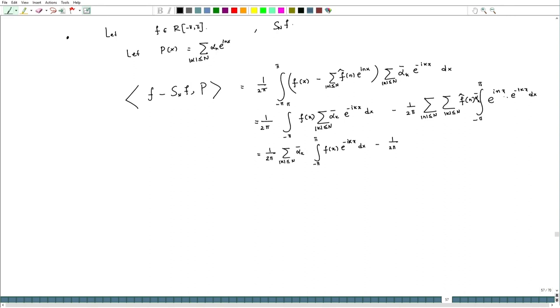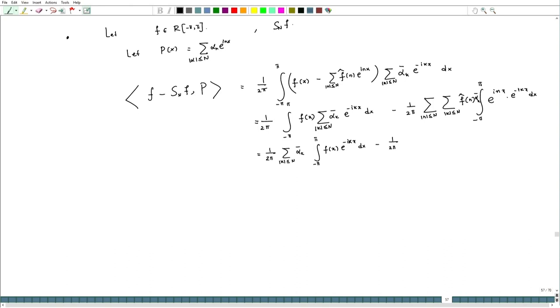Then this, if n is not equal to k, by the orthogonality, is going to be equal to 0. So out of these two sums, this integral is going to survive only when k is equal to n. So when k is equal to n, this becomes 1. So the integral from minus pi to pi is 2 pi, so 1 by 2 pi gets cancelled. So what we get is the summation over mod k less or equal to n of alpha k bar f hat of k, because n equal to k survives. Now this 1 by 2 pi integral of f of x e^{-ikx} is nothing but f hat of k. So this is the sum over mod k less or equal to n of alpha k bar f hat of k minus the same, which is 0.